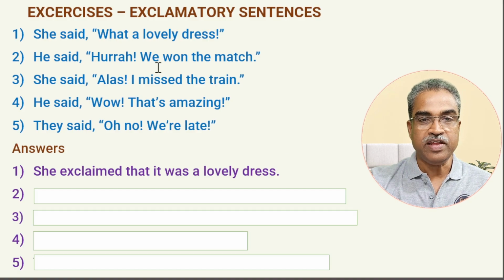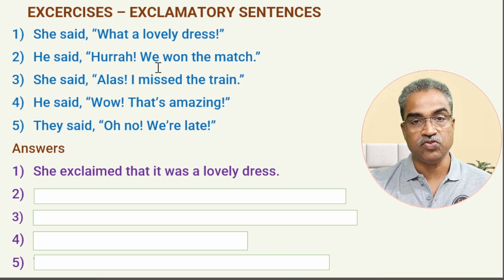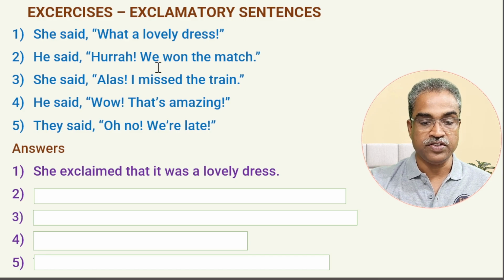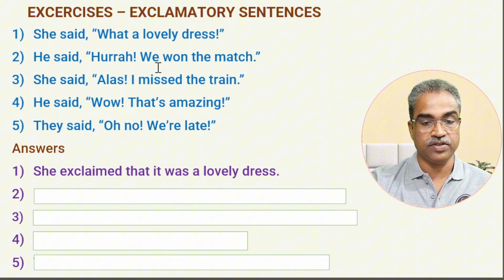That is normally in the present form. If you understand the meaning, you will know it is in the present form. So naturally, we change to its past form. She exclaimed that it was a lovely dress. She exclaimed with joy that it was a lovely dress.